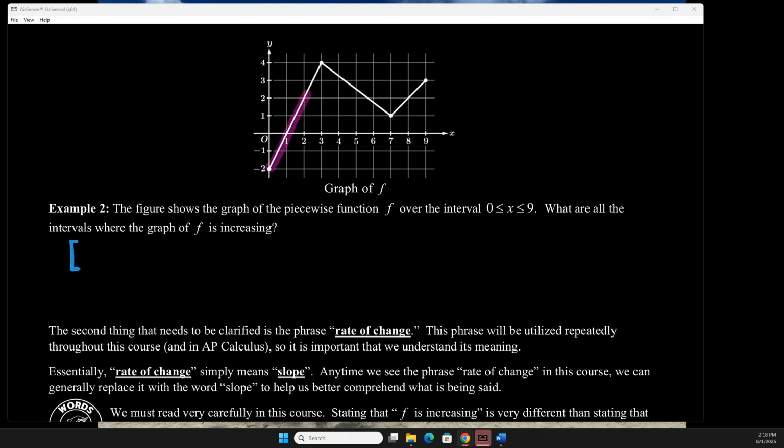So anytime as you go from left to right, we're moving up, the function is increasing there. So what is the first x value where this is increasing? 0. Yes. And then when does it stop?